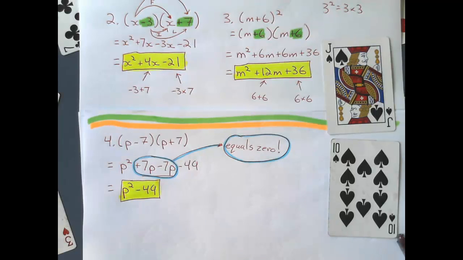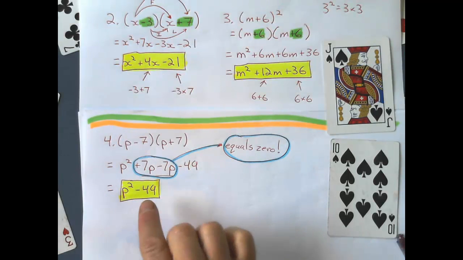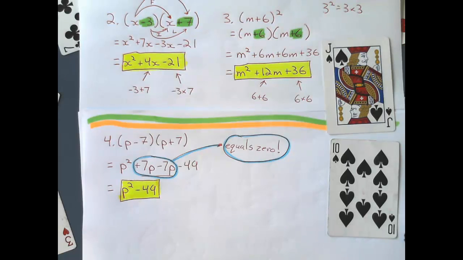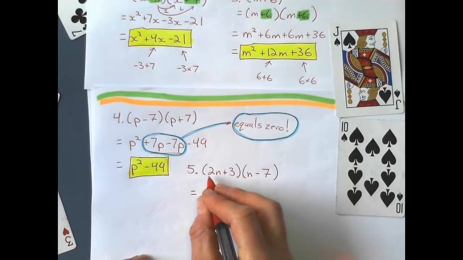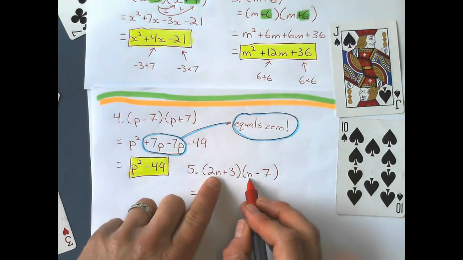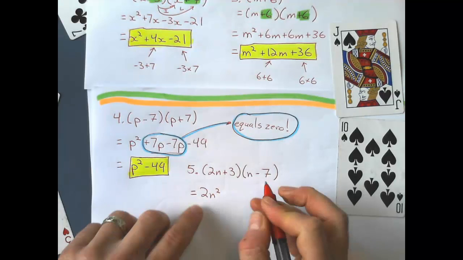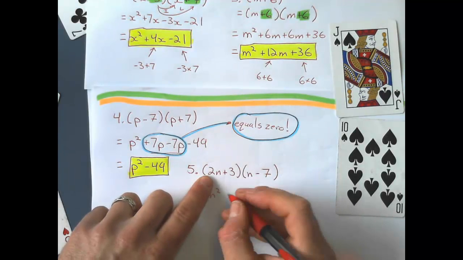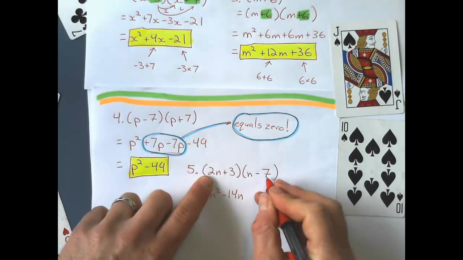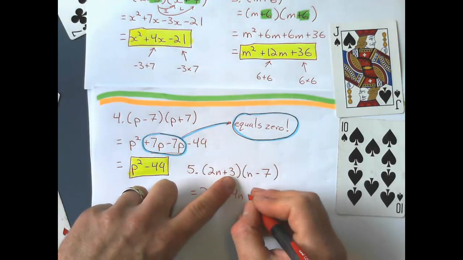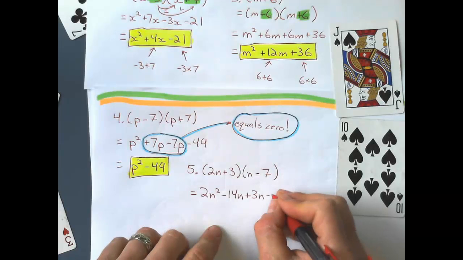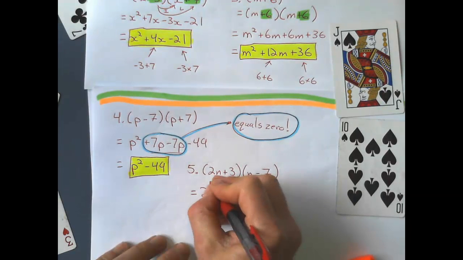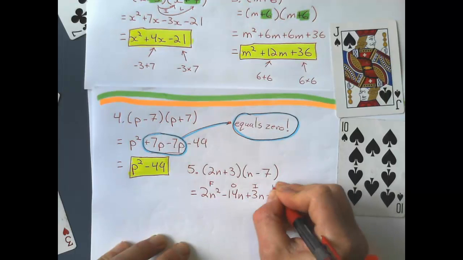For that, we don't need to write plus 0p or anything because 0 is 0. Now let's do one more, a more difficult example. This one's different in that I have a coefficient in front of the n this time, but the same thing applies. First, 2n times n is 2n squared. Outside, 2n times negative 7 is minus 14n. Inside, 3 times n is positive 3n. And last, 3 times negative 7 is minus 21. So just first, outside, inside, last.